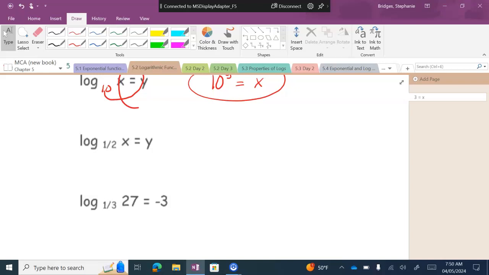We're looking at what they look like as a graph. We should be changing both of them to exponential form.